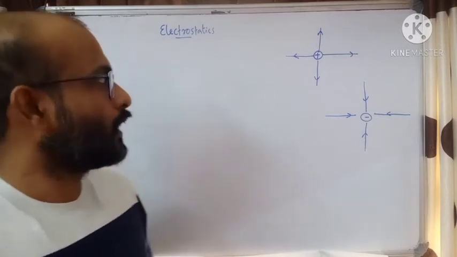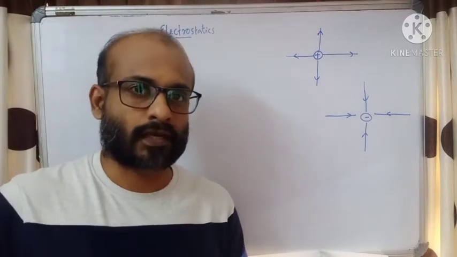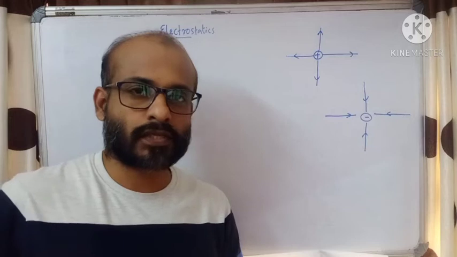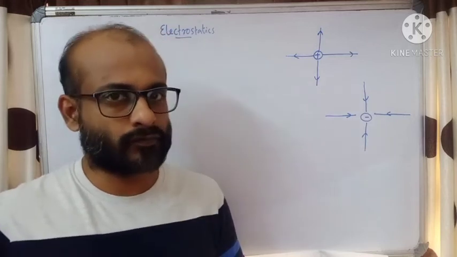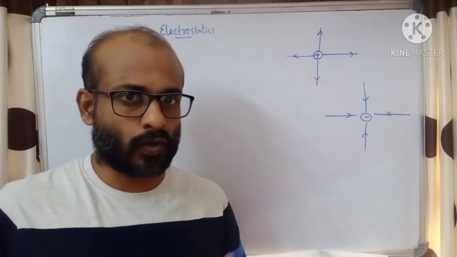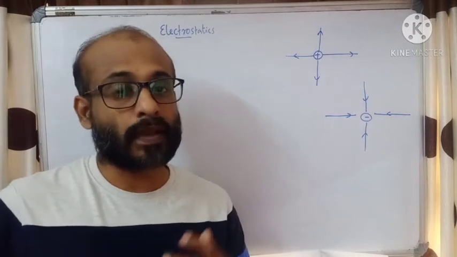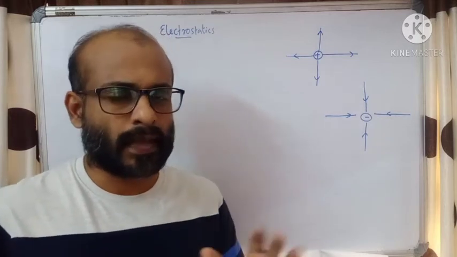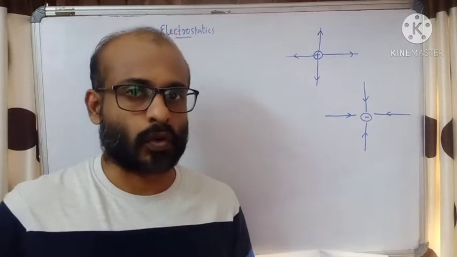Now in electrostatics, we have an important law related to the interaction of the charges. We know that two positive charges will repel with a force. Two negative charges also repel with a force. One positive and one negative charge will attract with a force. Now we need to know the magnitude of the force. The magnitude of the force between two charges is given by Coulomb's law.